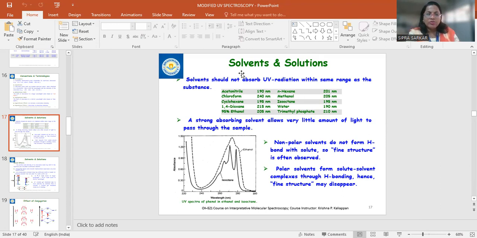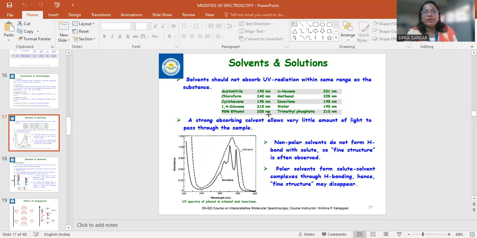The solvent should not absorb UV radiation within the same range as the substance. For example, when paracetamol is dissolved in acetonitrile or chloroform, if acetonitrile is used as a solvent, then its absorption maxima will be different. If it is dissolved in chloroform, then the absorption maxima will be different. So this compound particularly has this type of absorption maxima.